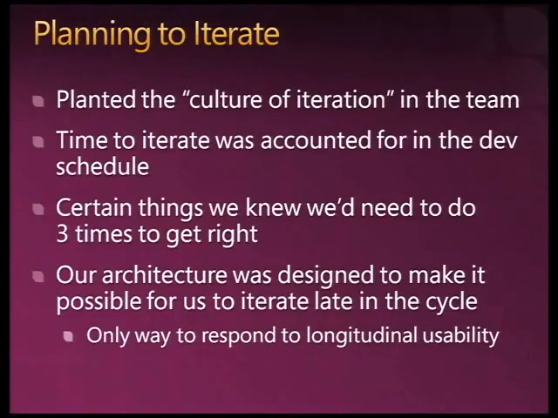And what that required was planning time for iteration into the dev schedule. We knew certain things we'd have to do 3 times to get right. Microsoft has this history of getting it right the 3rd time. And so we figured we better do it 3 times during the product cycle for some things in order to get them right. So we designed an architecture that made it possible for us to make changes late in the cycle. We told people from the beginning, hey, we're going to be making a bunch of changes 6 months before we ship. What would it take to build an architecture that would make that less scary?